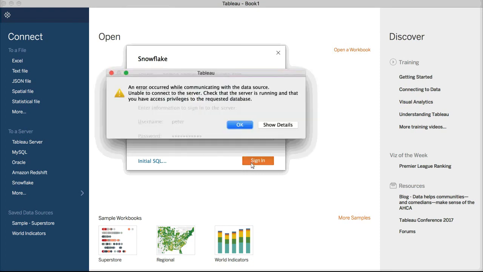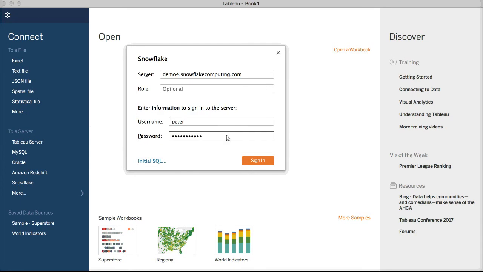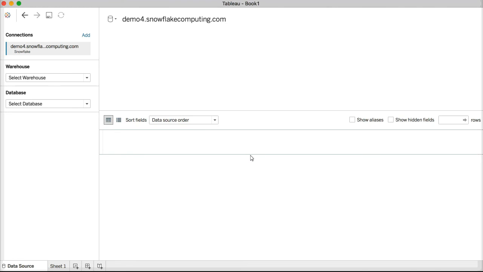Hold on just a second. I mistyped my password, the challenge of doing this live. Signing in, you get connection to the database. Here, again, I mentioned you can have multiple warehouses. In this case, we have 4 different warehouses. In fact, we've designated one for Tableau. That's our compute that we're going to use.